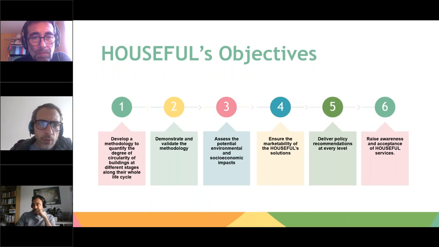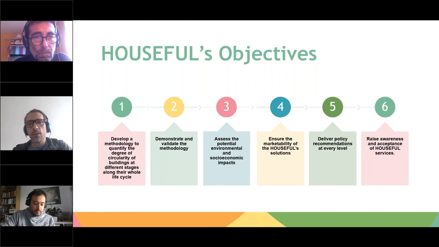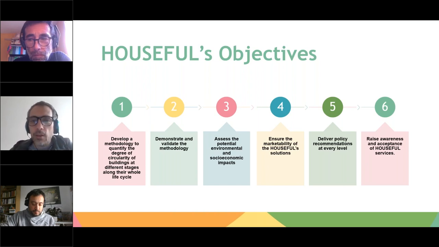The main objective of Houseful is to develop a methodology to quantify the degree of circularity of buildings at different stages along their whole life cycle. This is what I mentioned before. There are not many methodologies that try to assess circularity, and one challenge of doing that is that circularity vectors like water, energy, social economy, or materials are very different from one another. So it is difficult to develop this methodology, which has been done under the umbrella of Houseful.